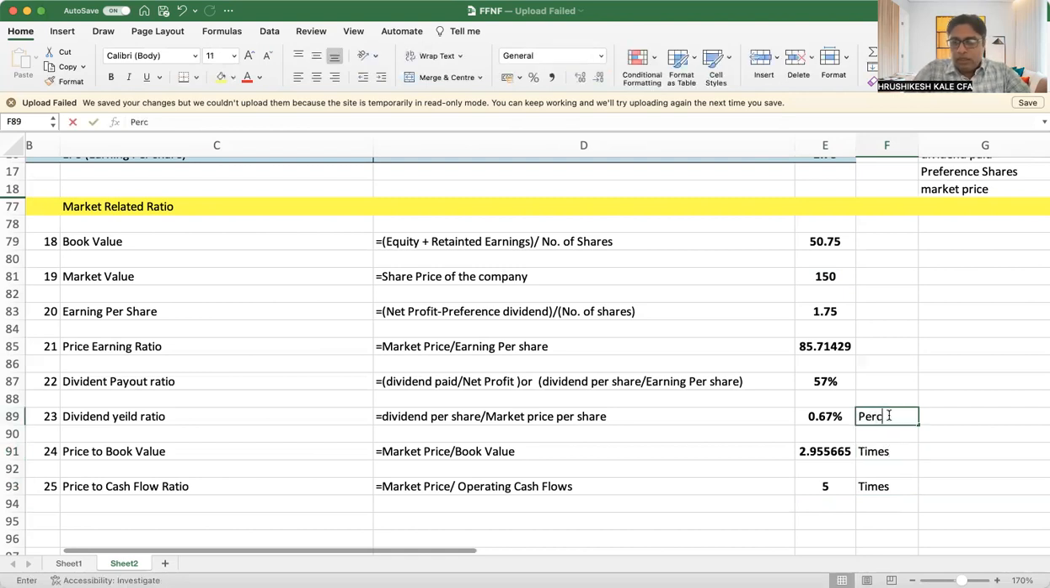This is in percentage because it's a yield. This is again in times. Earning per share, this is in rupees or currencies. Market price, this is again in rupees. This is also in rupees. That's it. These are market related ratios.